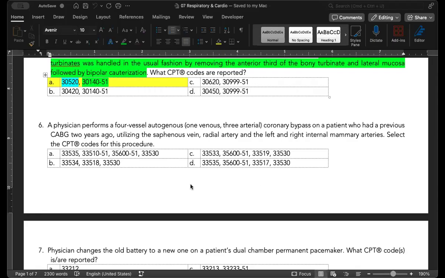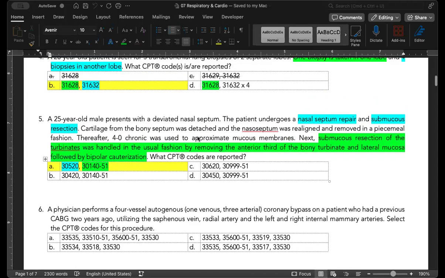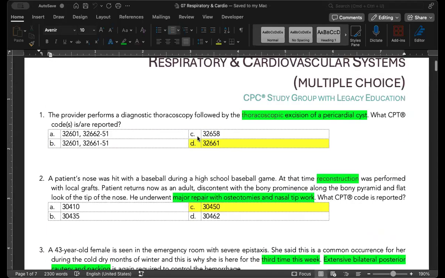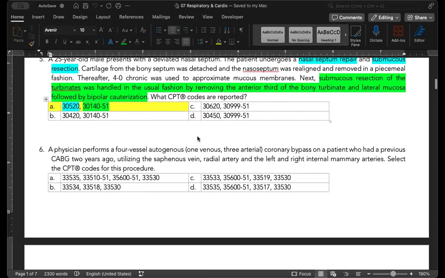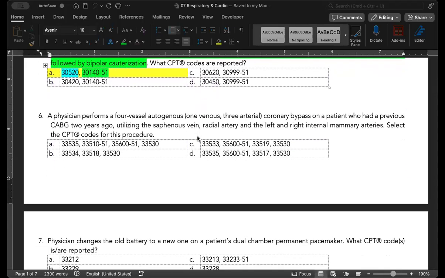Right. So we're going to start with number 6 on the respiratory and cardiovascular system. Everything that we talked about last week with the 30,000 series was all with the respiratory. Now for number 6, we're going to jump directly into the craziness that is your cardiovascular system, and we're going to look at the CPC.